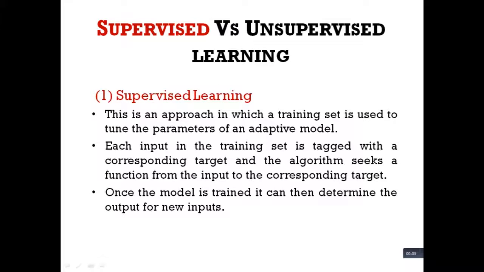Supervised versus unsupervised learning. Supervised learning. This is an approach in which a training set is used to tune the parameters of an adaptive model. Each input in the training set is tagged with a corresponding target and the algorithm seeks a function from the input to the corresponding target. Once the model is trained, it can then determine the output for new inputs.